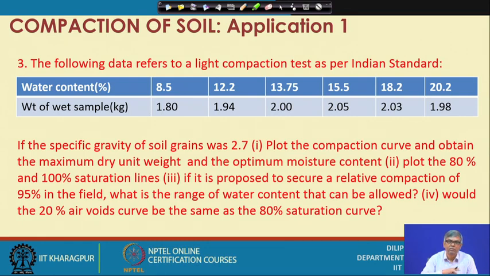So like that you have to compact the soil in a mold of 1000 cc, and then you have to find out the weight. If you know the weight, and the volume, then you can find out the bulk unit weight.